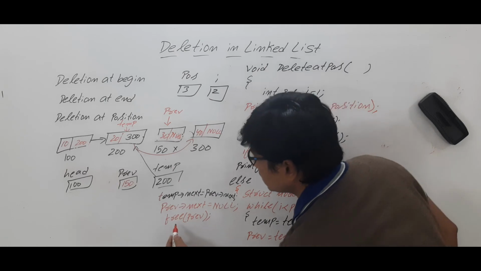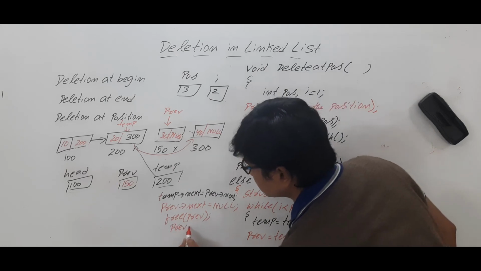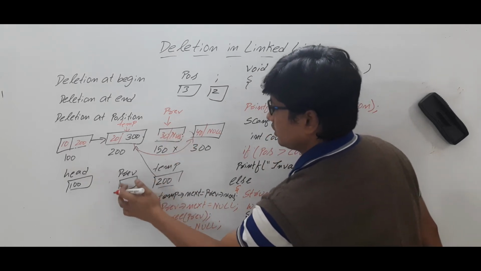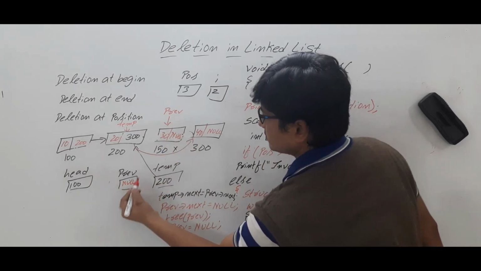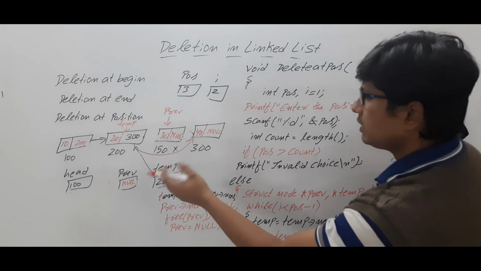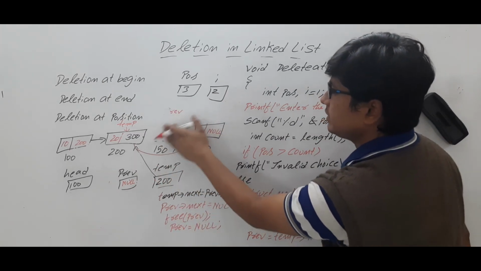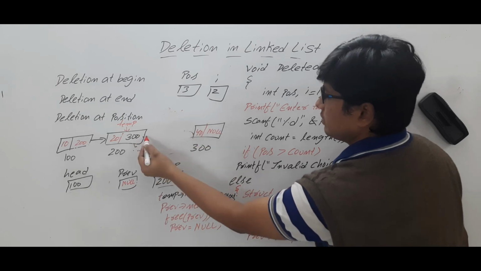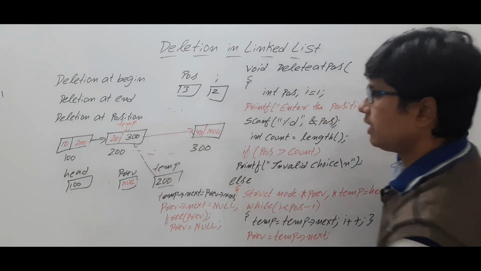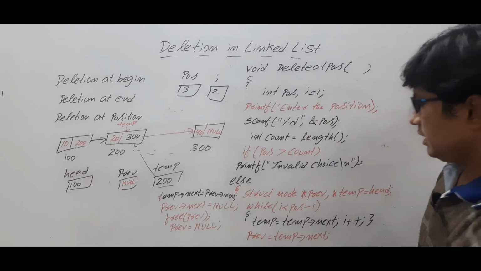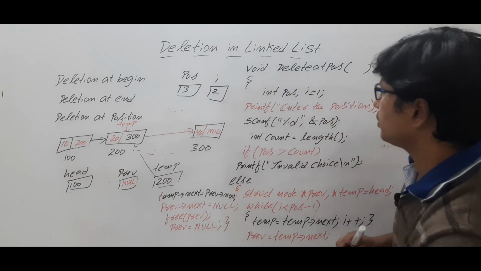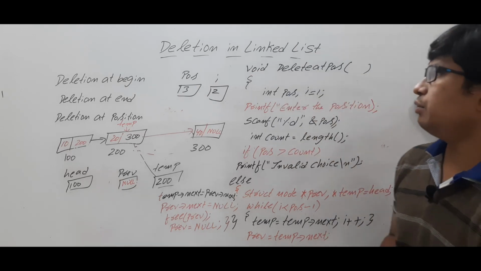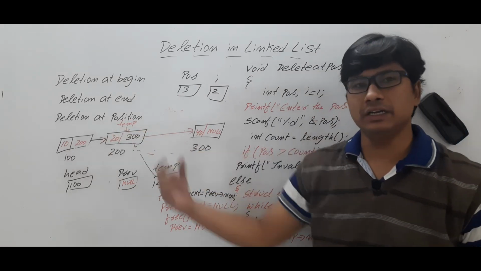Okay. Is it clear? Then what you have to make? Previous is equal to null. You should make this one a null pointer. Okay. Then done. This node will be deleted. From this node to this node, the link will be there. And you made it a null pointer. So let me close the else. Let me close the function. So I hope you have understood how I have deleted a node from a particular position.